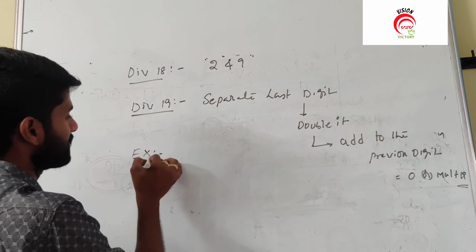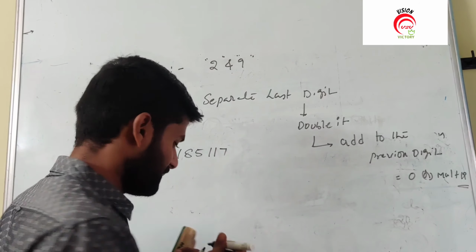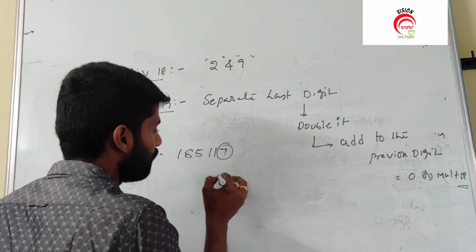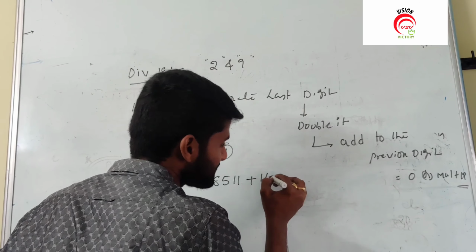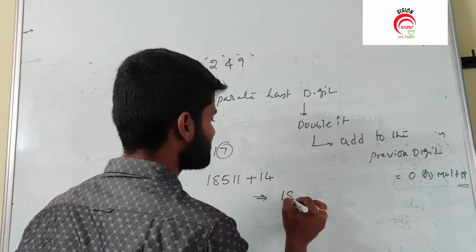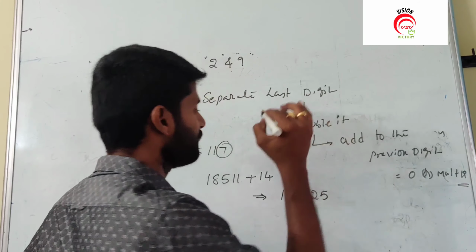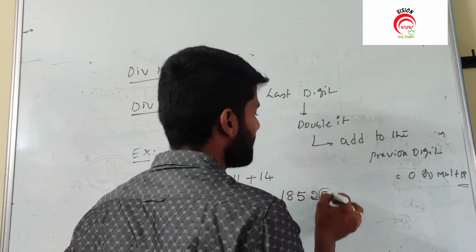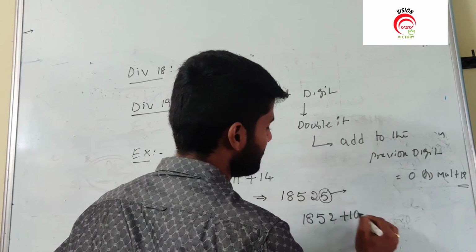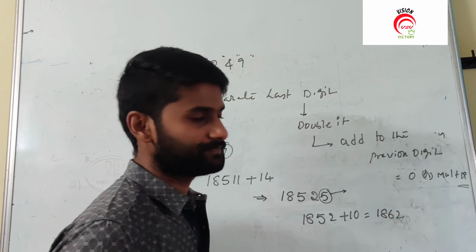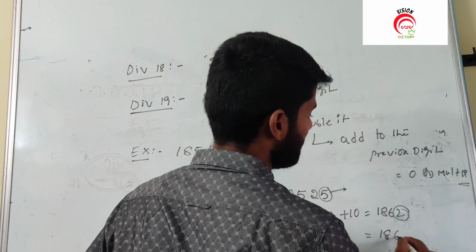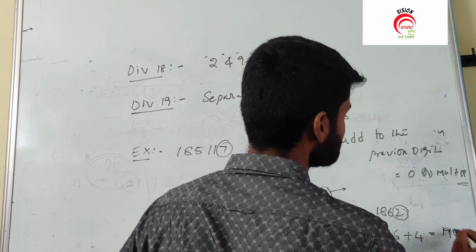So see the example. 185117. Is this number divisible by 19 or not? How do we check? Focus on the last digit, 7, and double it, which is equal to 14. Then what is the resultant? 18511 plus 14, we get 18525. Again, focus on the last digit, double it and add it to the previous number. That means 1852 plus 10, we get 1862. Again, focus on the last digit, double it. 186 plus double 2, which is 4, we get the resultant 190.